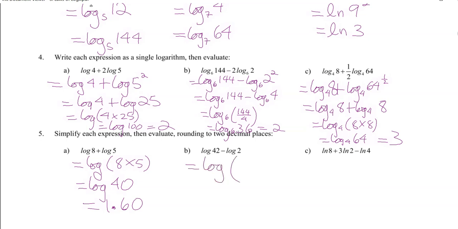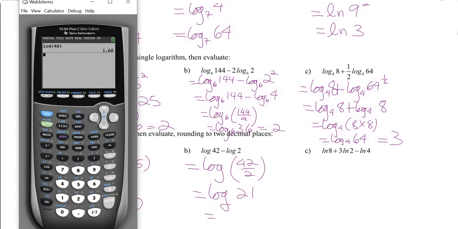Okay, what do we do with the 42 and the 2? Divide 42 by 2. So it's the log of 42 over 2. What's 42 divided by 2? Log of 21, which is, okay, 1.32.